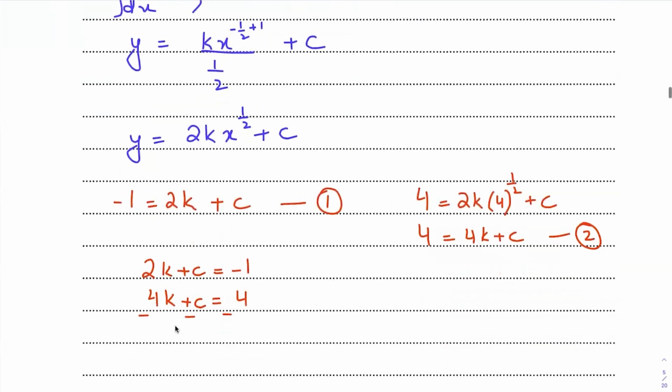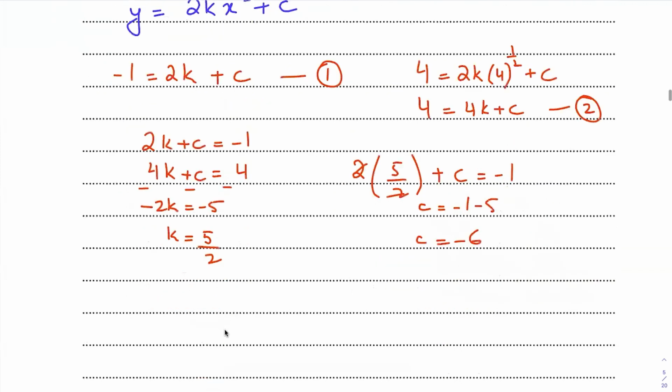So we get -2k is equal to -5, which means k is equal to positive 5 upon 2. And substituting the value of k, 5 upon 2, into any one of the two equations, we get c is equal to -1 -5, which is -6.